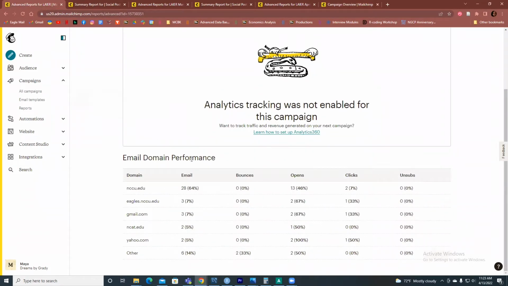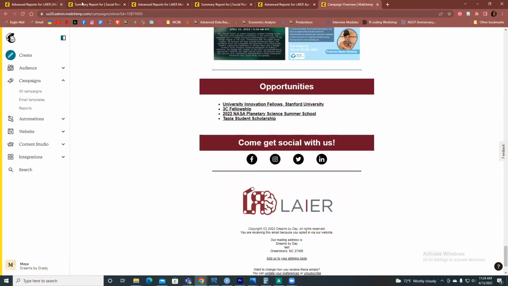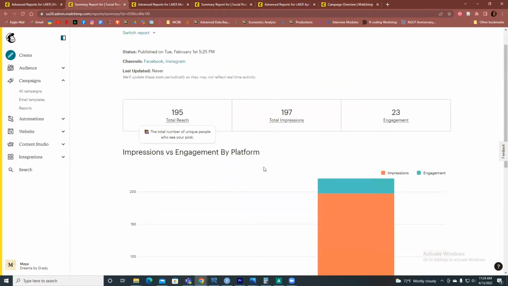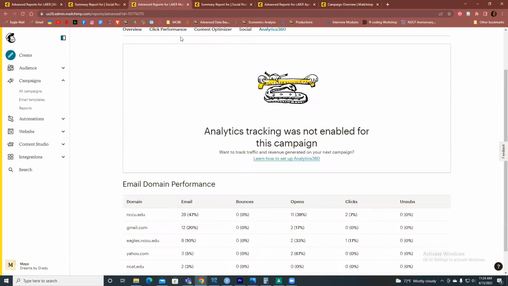So you can see back here in February, the eagles.nccu.edu is clearly a student account. We don't have much engagement there. We only have 3 students. So we did start to sort of pivot our opportunities, which are found at the very end of our newsletter, towards students. Inside of our social impressions, you can see that we do have quite a bit of engagement on Facebook, but almost 0 on Instagram. So we did have to pivot next month.